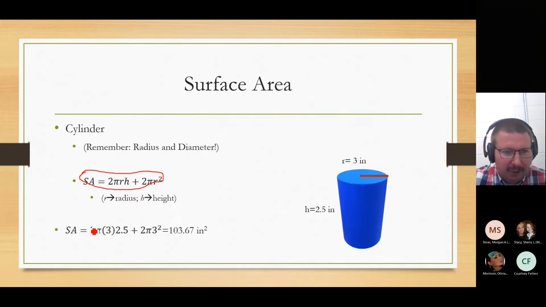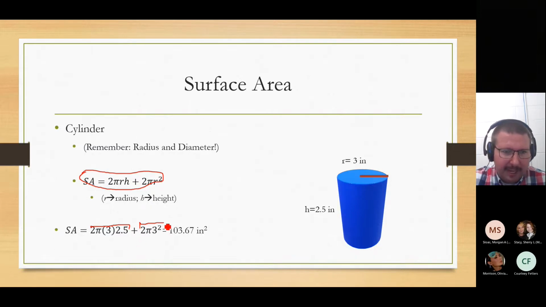Now, what I tell my students is that this is just a thought. You don't have to do this if you don't want to. But since this formula is kind of split in two sides, the 2 pi r h and then the 2 pi r squared, just a thought. Do each part separately. Find your 2 pi times radius times your height. See what that is. Write that down somewhere.